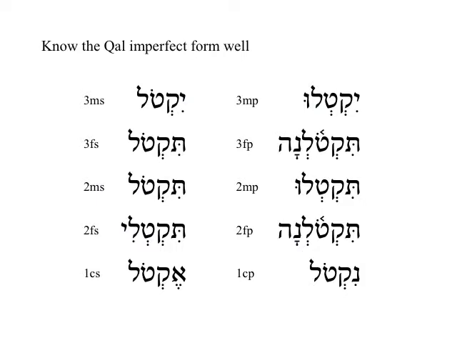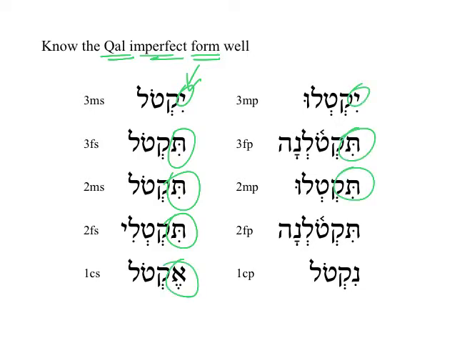And it's very important to know the kal imperfect form well, because while there's some competition for the front of the root, the prefix pronoun of the kal imperfect form, the yod, tav, aleph, yod, tav, or nun, that prefix pronoun letter always wins. So we're always going to see these on the front of the imperfect, no matter which stem it is.